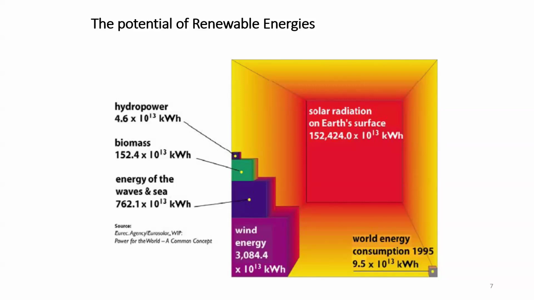We are not going to discuss those deeply. However, other sources of energy like hydropower, biomass, sea waves, and wind energy are basically due to solar energy, which is converted into the other sources. You can see the amount of solar energy received by the world is huge. I am not going to read these numbers, but it is 10 to the power of 13 kilowatt hours. In this scale presentation, you can identify how much of that energy is converted to wind energy, to wave and sea energy, then biomass as well as hydropower.